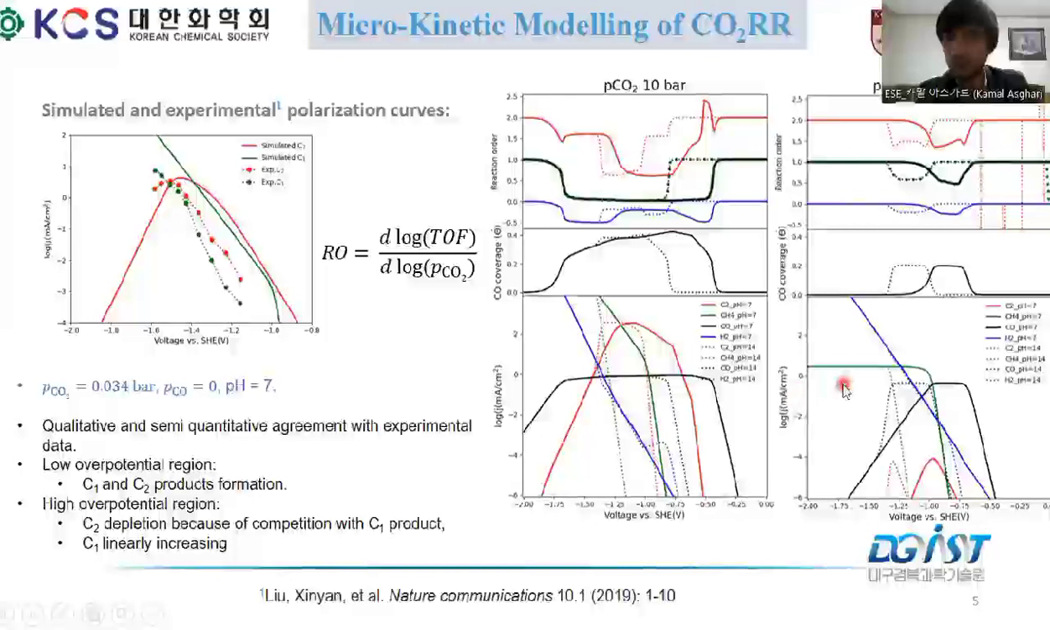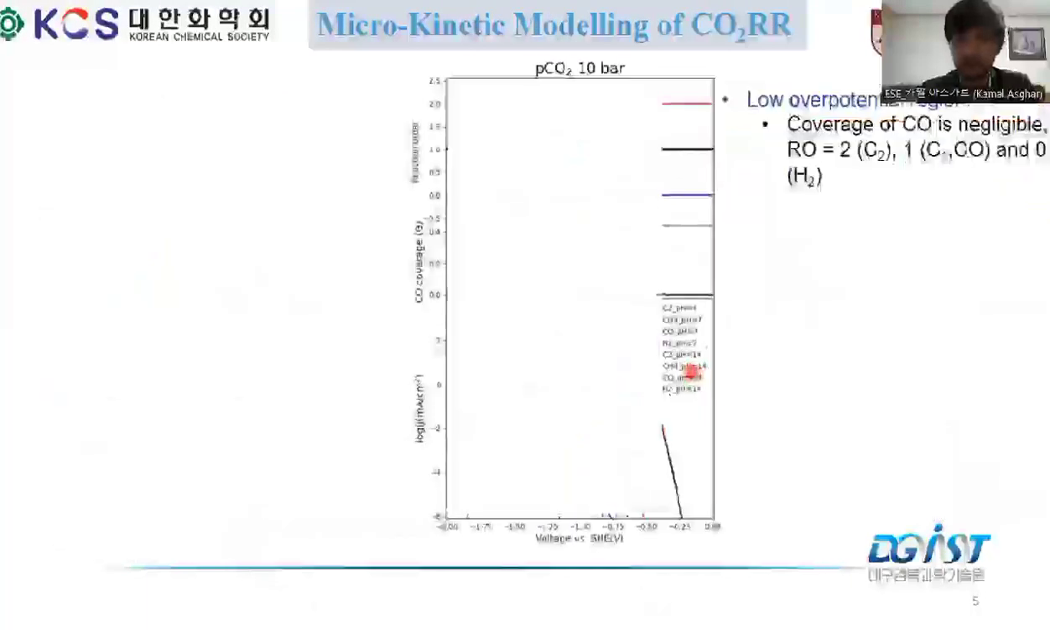So these two models were considered at two pHs, pH 7 and pH 14. And we can see that the C2 product is highly sensitive to the coverage. So we need to explain this phenomenon. Why is the C2 product highly sensitive to coverage? We need to explain the reaction order of all these products. So we will divide the whole potential window into three different regions: low overpotential, then intermediate overpotential, and higher overpotential.